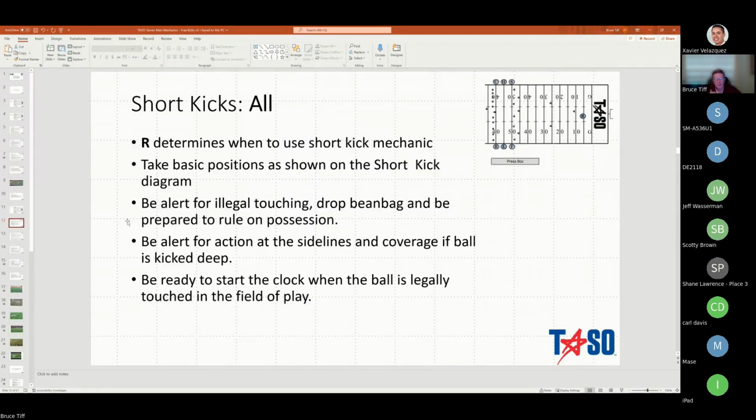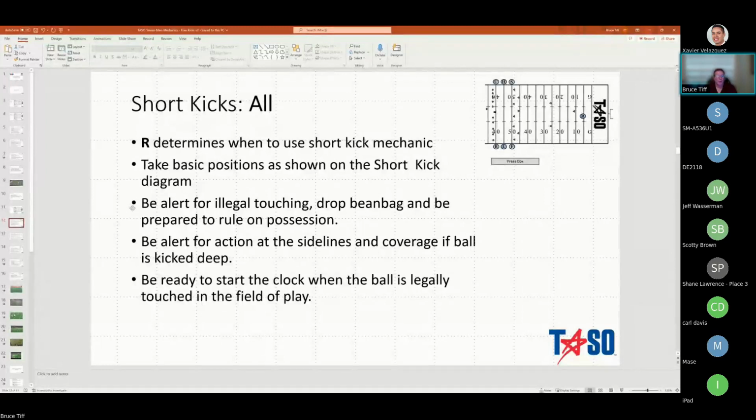So again, what's required for all 7 officials on a potential short kick? First thing to remember is that the referee is the one who determines when we're going to use this mechanic. We shouldn't assume it. It's fine to get on your radio and ask the referee, hey, do you think we should go in short kick? That's perfectly fine. But it is ultimately the referee's decision to do that. And as I said, we'll all take those basic positions that were shown on the diagram, and you can see a smaller one.